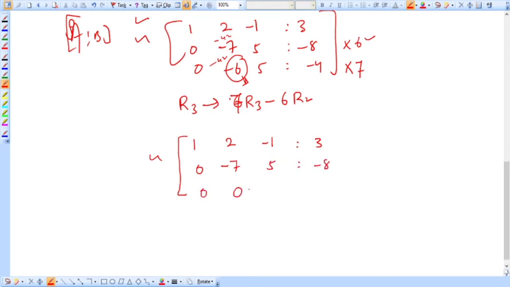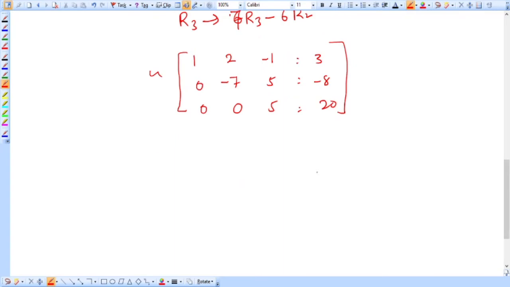Now this element is also 0, and now 35 minus 30, which is equal to 5, and here you see minus 48, sorry, minus 48, this would be minus 48, and this would be minus 28. So minus 28 minus 48 is equal to 20, right? So therefore from here you can conclude the rank of the augmented matrix AB.